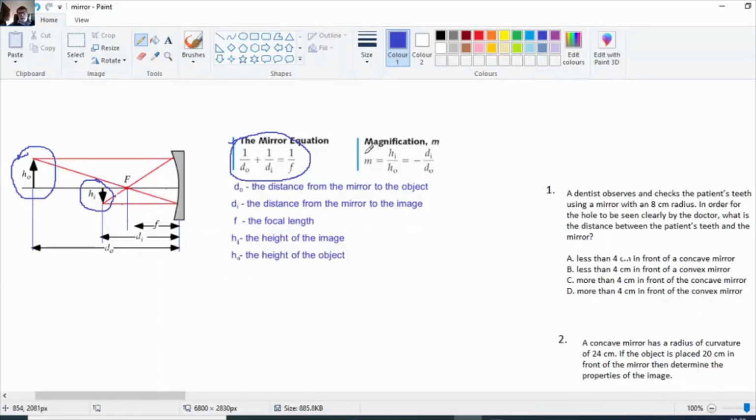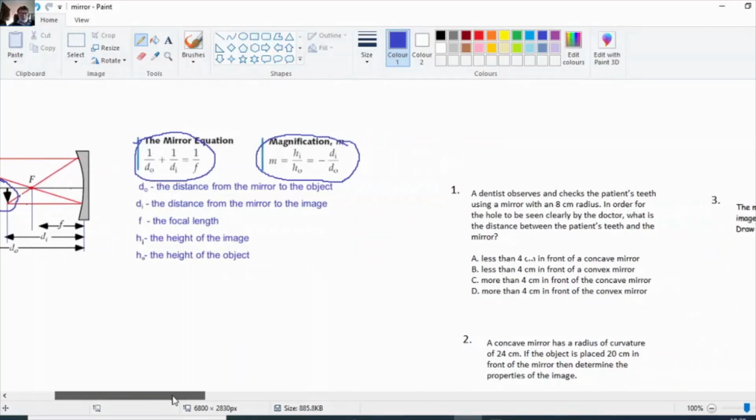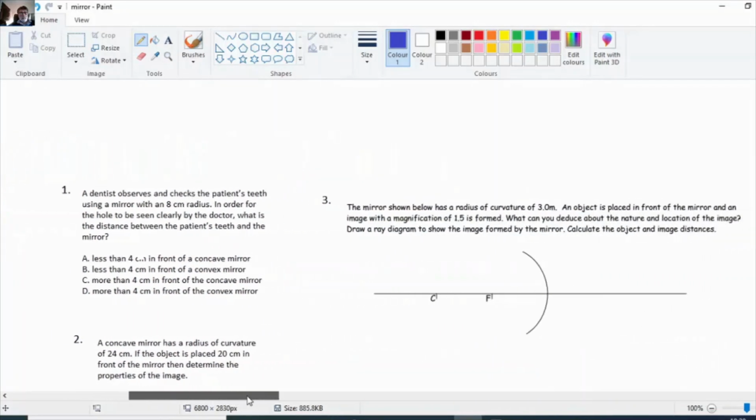We call it magnification. Magnification is calculated by either hi divided by ho, which is the height of the image divided by the height of the object. Also, it is equal to negative of the d image divided by d object. By using these two formulas, let's calculate some examples related to the mirror equation.